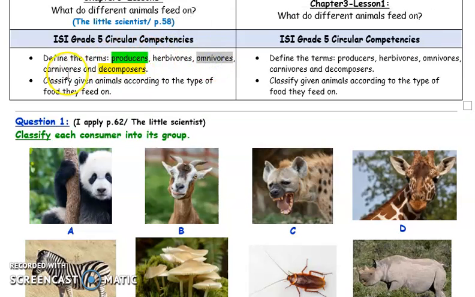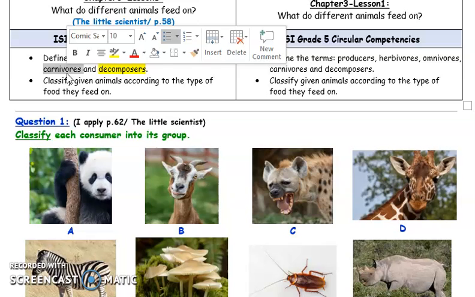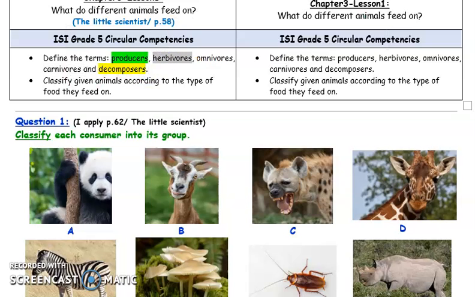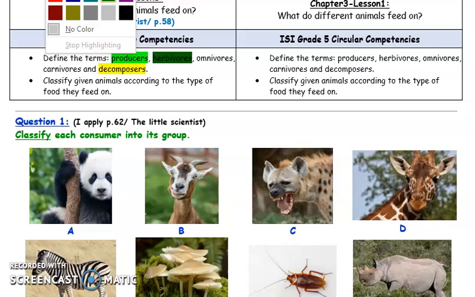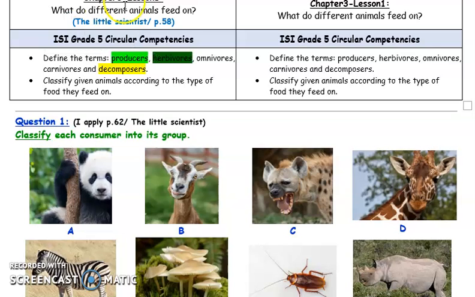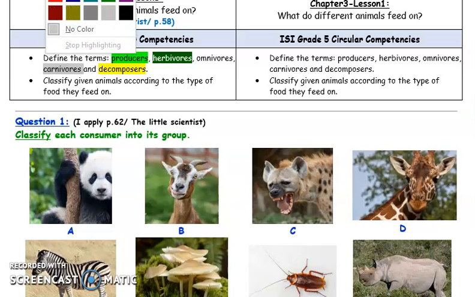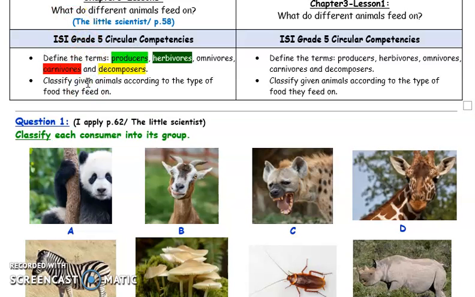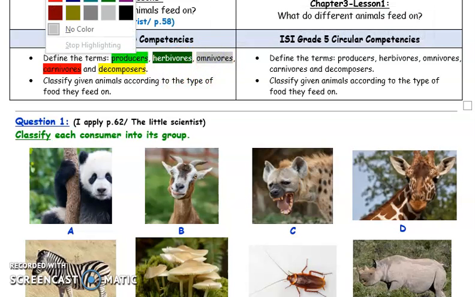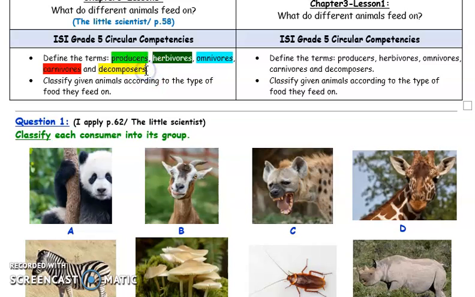Herbivores, omnivores, and carnivores are consumers. Herbivores are consumers that consume plants only. Carnivores are organisms that consume other animals. They consume meat only. Omnivores are organisms that feed on both plants and animals. And in the next questions, we're going to classify animals according to the type of food they feed on.